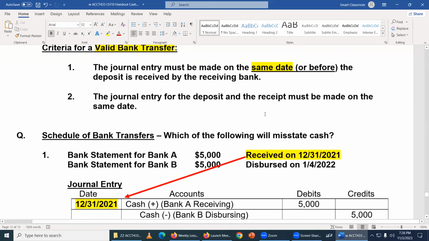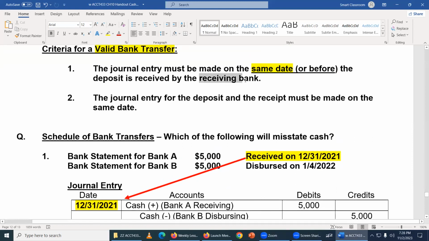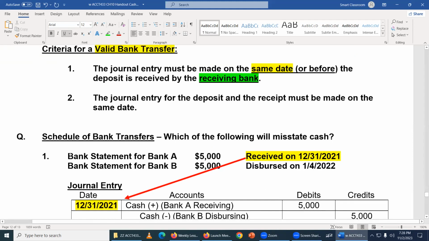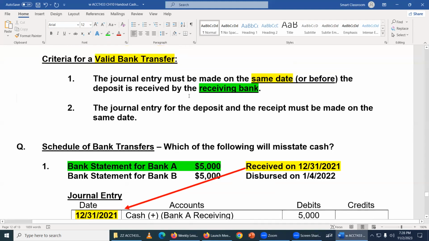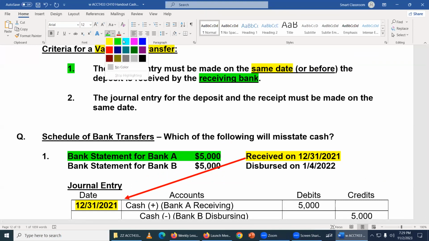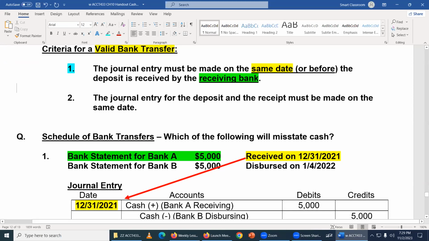The other bank, the bank that was written on, doesn't know until it's disbursed on the 4th, but the receiving bank got it on, make that green, so this is the receiving bank. They got it on 12/31, and the journal entry was made on 12/31. So it satisfies this first criteria. So this one's okay. We go to the second one.